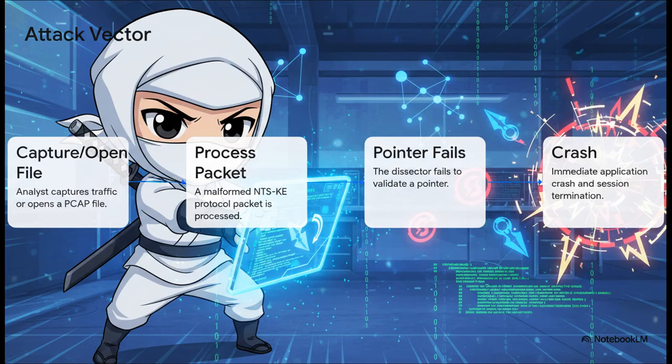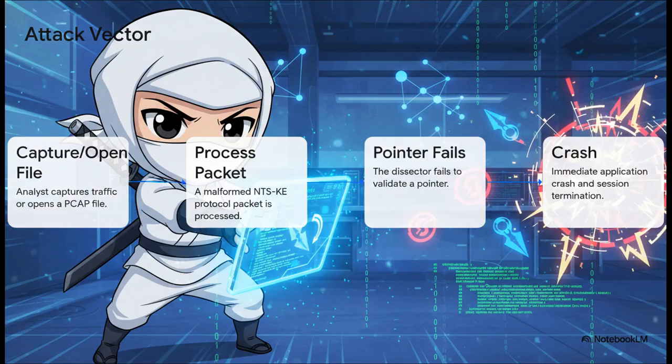Hard. So here's how the attack actually plays out, step by step. It all starts with you, the analyst, just doing your job, capturing live traffic or opening a PCAP file. Now, if that traffic contains a specially crafted, malformed packet using the NTS-KE protocol, the Wireshark dissector, the part that's supposed to make sense of the packet, fails to check if a memory pointer is valid. The result? An immediate, unrecoverable crash of your entire Wireshark session.